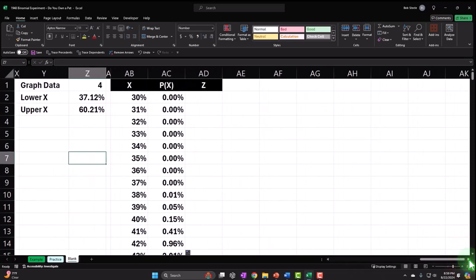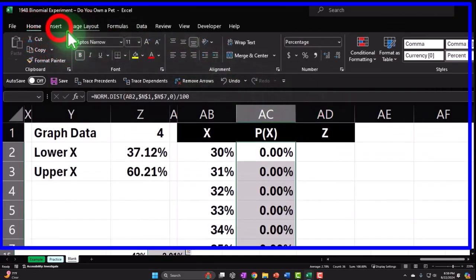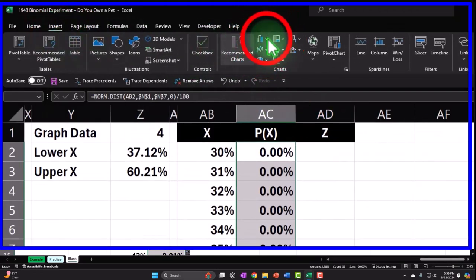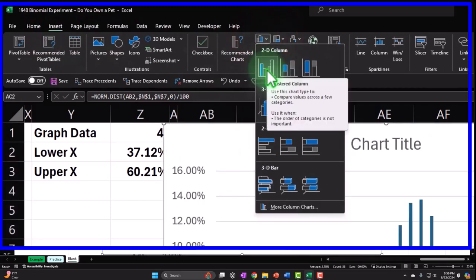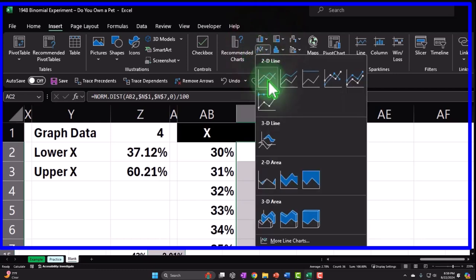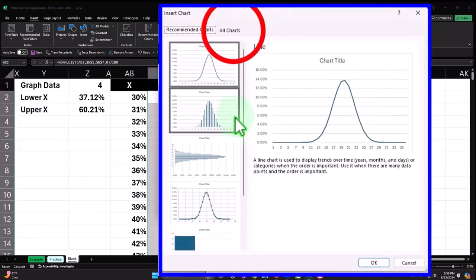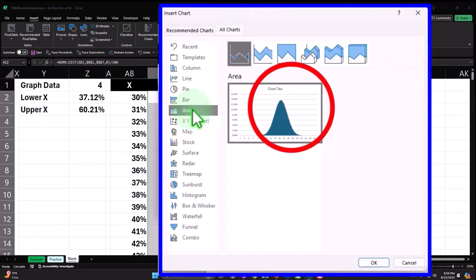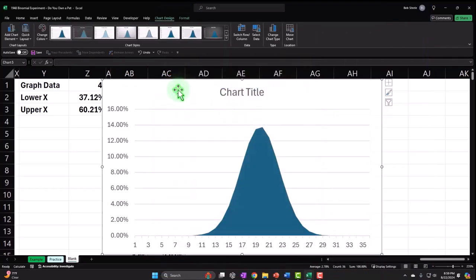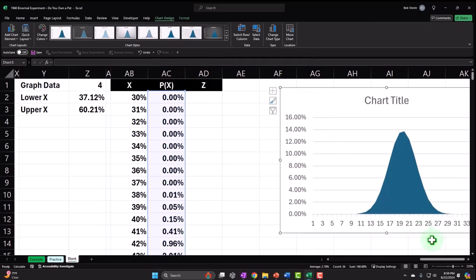Now, if I was to graph this out, you can graph it out this way: control shift down, control backspace to go back up to the top, insert, we can make multiple graphs. We can make this into just a bar graph and it still looks bell-shaped. I can make it into a line graph, but I wanna make it into an area graph, selecting this one and then going to all graphs. I'm gonna go to the area and make it an area graph.